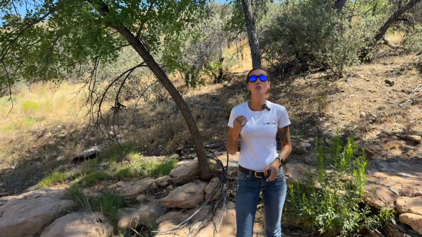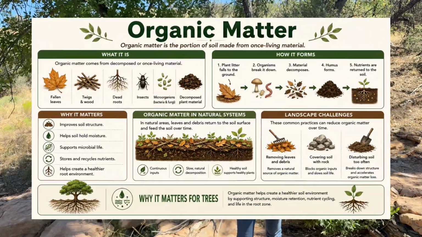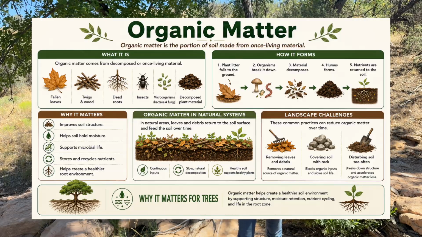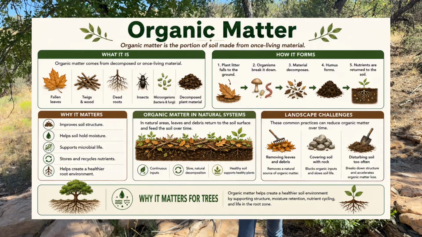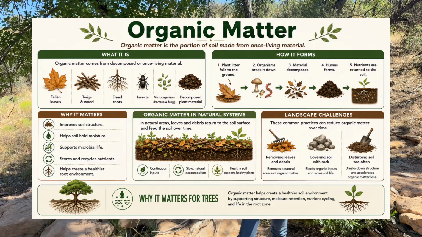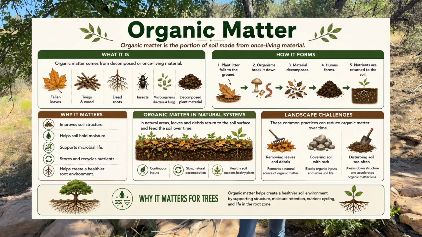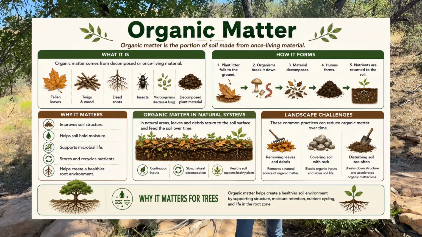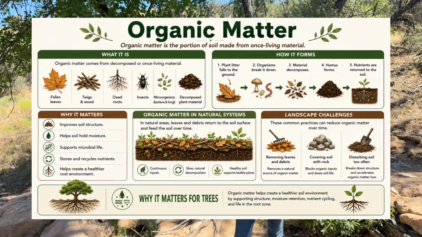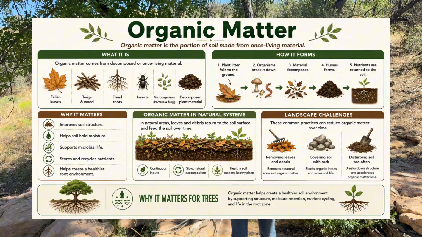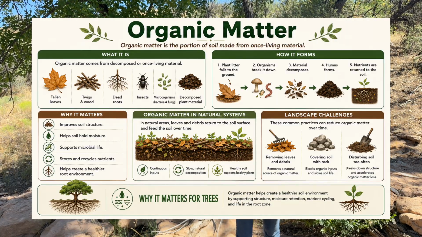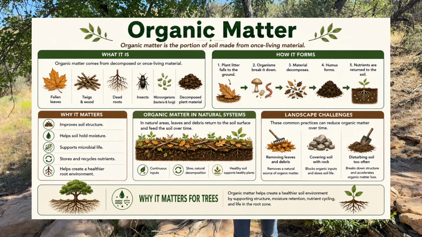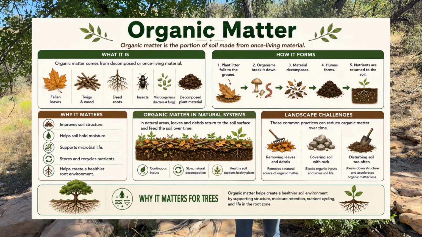The next component is organic matter. Organic matter comes from once living material. That can include leaves, twigs, wood, dead roots, insects, microorganisms, and decomposed plant material. Organic matter is usually a smaller percentage of the soil compared to the mineral portion, but it has a major impact on how soil functions. It helps support soil structure. It helps soil hold moisture. It provides energy for soil organisms. It helps with nutrient cycling, and it helps create a better environment for roots.